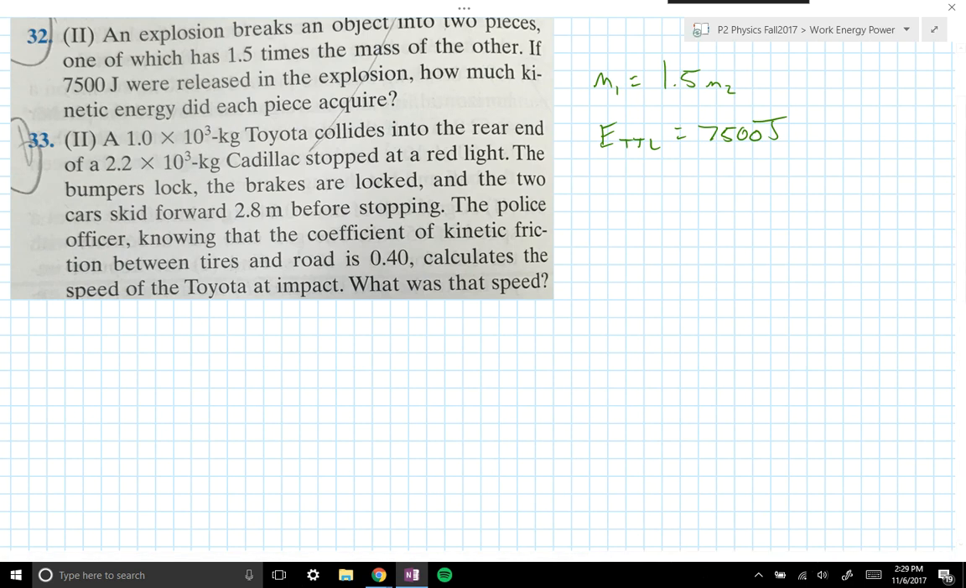How much kinetic energy did each piece acquire? So they want to know how the energy of 1 compares to the energy of 2. Of course, we're talking kinetic energy, right? Kinetic energy of 1. No, they don't say they're equal. They want to know what each one is. So how does the kinetic energy of 1 compare to the kinetic energy of 2? All right.